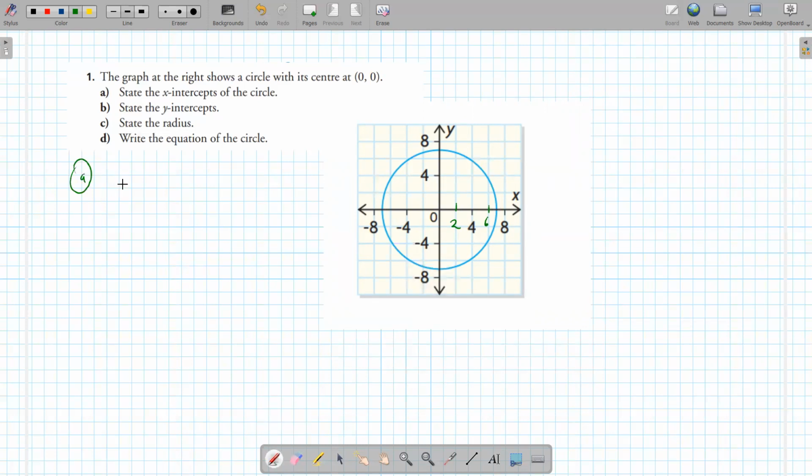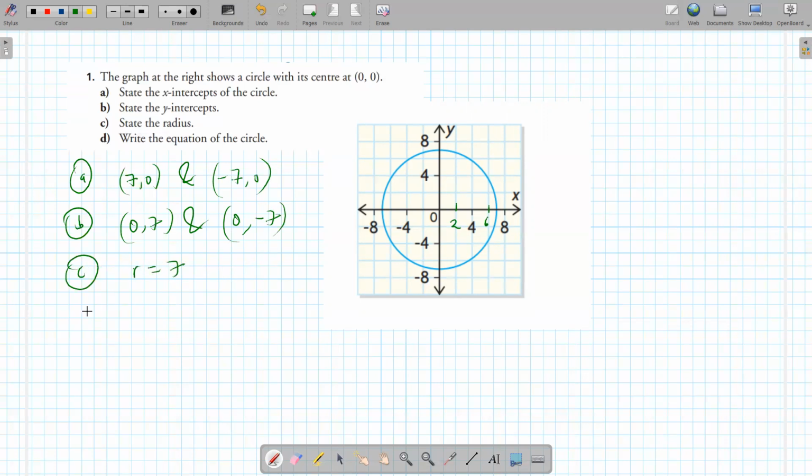So for part A, it says state the x-intercepts. X-intercepts just means we have +7 and 0 on the right, that point, and then you have -7 and 0. Those are the x-intercepts. Now we have the y-intercepts as well, part B. The y-intercepts will be 0, 7 and 0, -7. C, state the radius. Super simple question. Radius is 7 units.